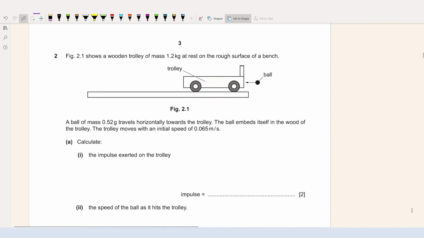Next question. Figure 2.1 shows a wooden trolley of mass 1.2 kg at rest on the rough surface of a bench. A ball of mass 0.52 grams. Make sure to convert this into kilograms. Travels horizontally towards the trolley. The ball embeds itself in the wood of the trolley. The trolley moves with an initial speed of 0.65 meters per second. Calculate the impulse exerted on the trolley.